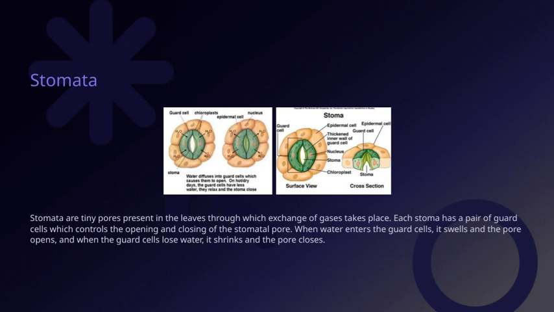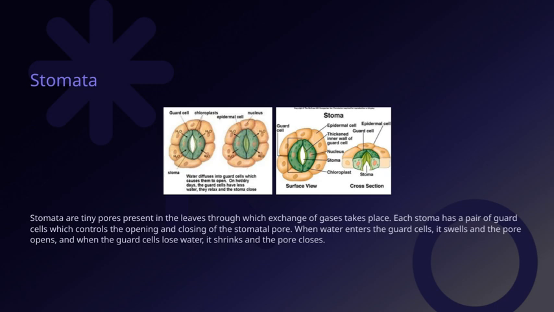Now let's talk about stomata. These are tiny pores found on the surface of leaves, and they play a crucial role in gas exchange. Think of them as the plant's breathing holes. Each stoma is controlled by a pair of guard cells, which act like gatekeepers. When the guard cells take in water, they swell, causing the pore to open. This allows gases like carbon dioxide to enter for photosynthesis and oxygen to exit as a waste product. Conversely, when the guard cells lose water, they shrink, and the pore closes.